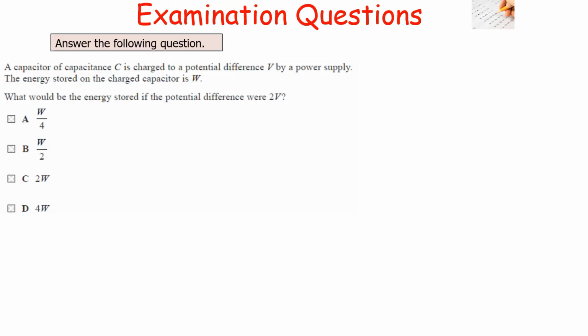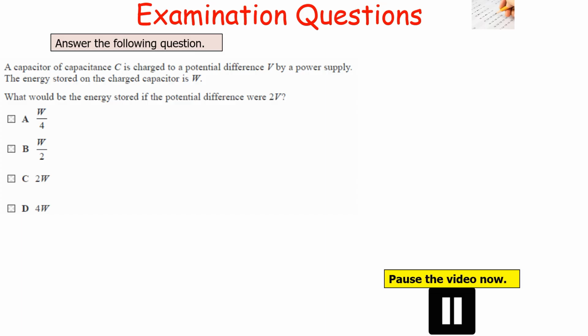So the first question says, a capacitor of capacitance C is charged to a potential difference V by a power supply. The energy stored in the charged capacitor is W. What would the energy stored be if the potential difference were 2V? So pause the video now, then unpause the video when you want to go through your answer.